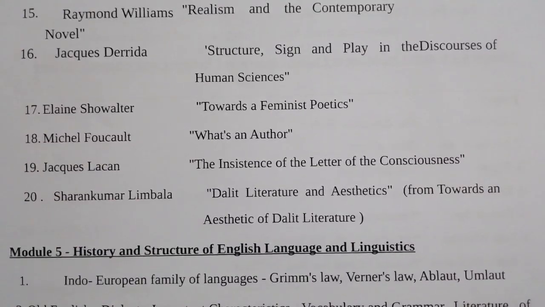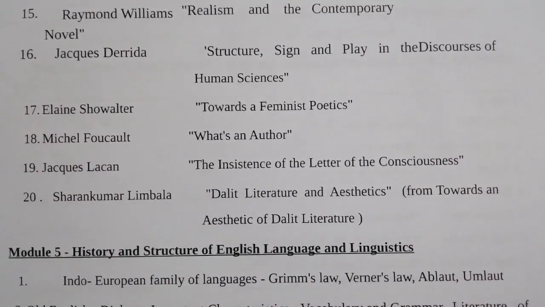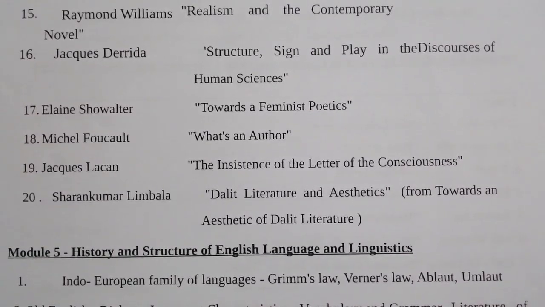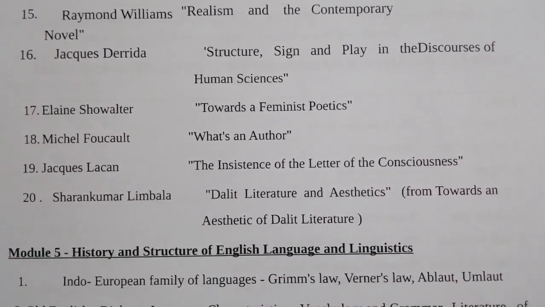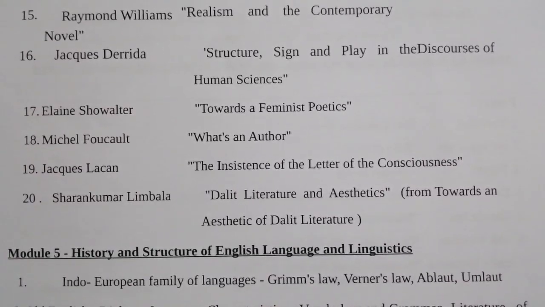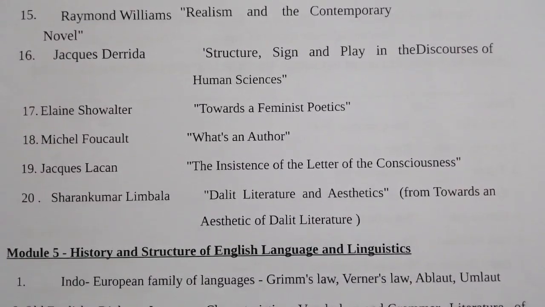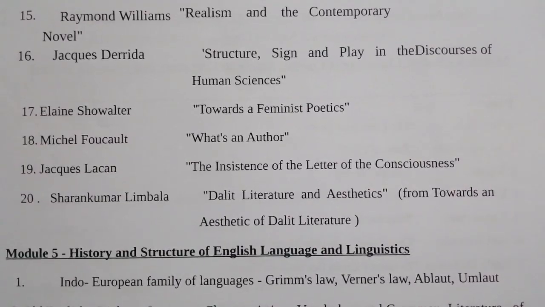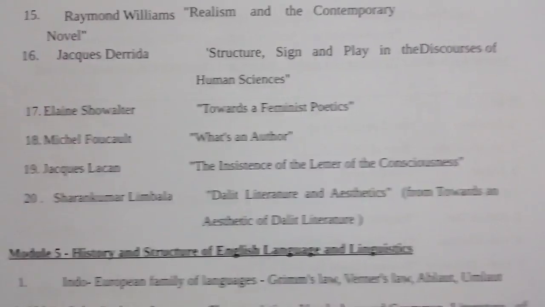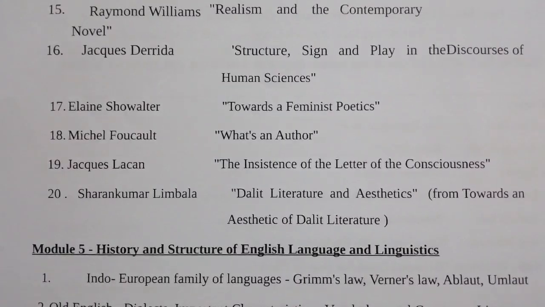As we can see, Raymond Williams' Realism and the Contemporary Novel, Jacques Derrida's Structure, Sign and Play in the Discourse of the Human Sciences, Elaine Showalter's Towards a Feminist Poetics, Michel Foucault's What is an Author, Jacques Lacan's The Insistence of the Letter in the Unconscious, and Sharankumar Limbale's Towards an Aesthetic of Dalit Literature. So it's a wide topic.